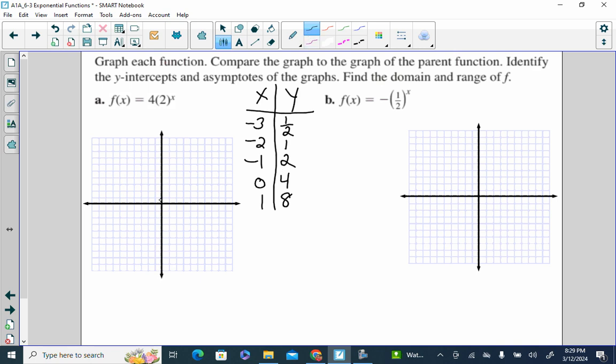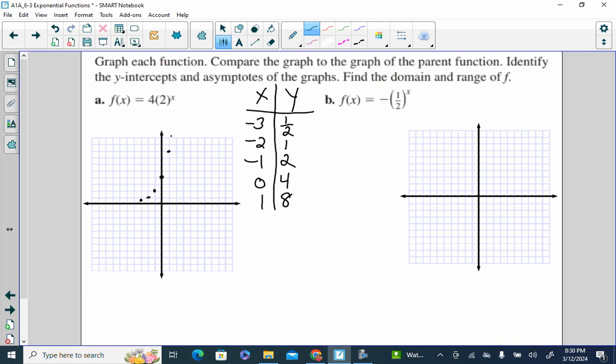-3 and 1/2. Here's -3, and then I go up to 1/2. It's going to be right there. Then we have -2 and 1. Go -2 up to 1. That's right here. Then we have -1 and 2. That's right here. Then we have 0 and 4. That's up here. Then we have 1 and 8. Over 1, up 8. That's going to be right here.